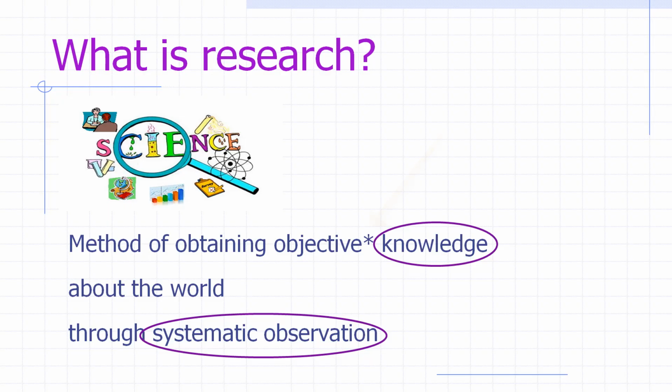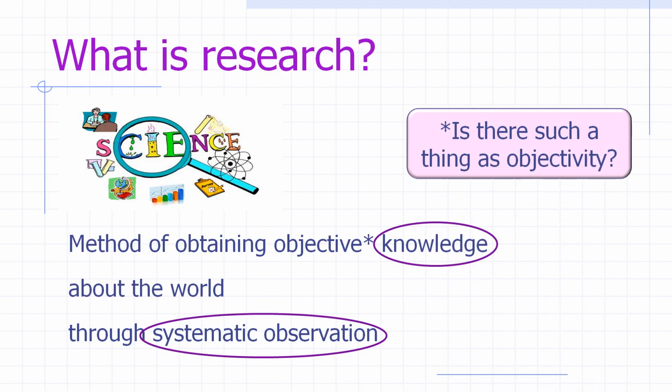You see this little star by the word objective, so it's another important word there. I'm not going to get too much into it because that's going to be the focus of the next video, but here it's just to say there's this question of, is there such a thing as objectivity in research? Some researchers argue that some research cannot be objective and that that's actually an okay thing. But again, we'll go over that in a little bit more detail in the next video.